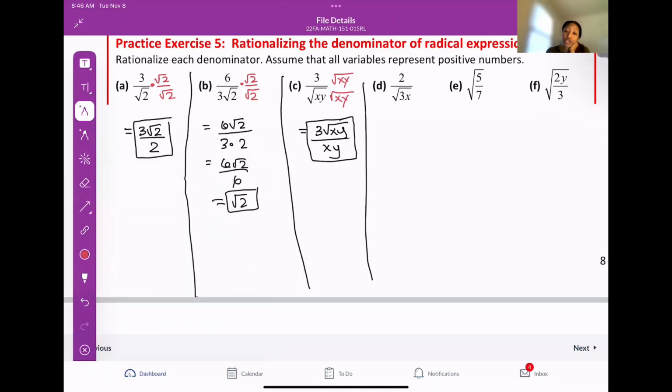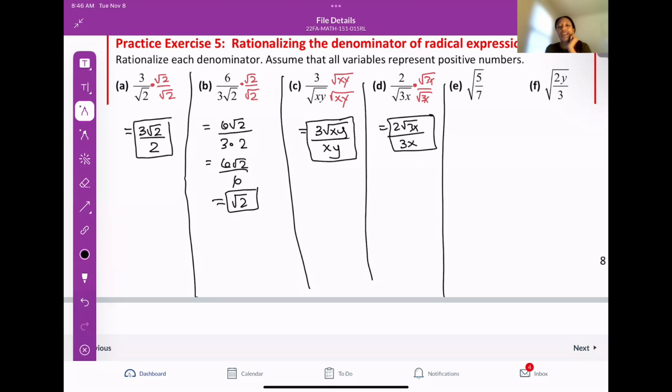Next one, 2 over the square root of 3x. We'll have to multiply by the square root of 3x over the square root of 3x, which gives us 2 square root of 3x over 3x. And nothing simplifies there.